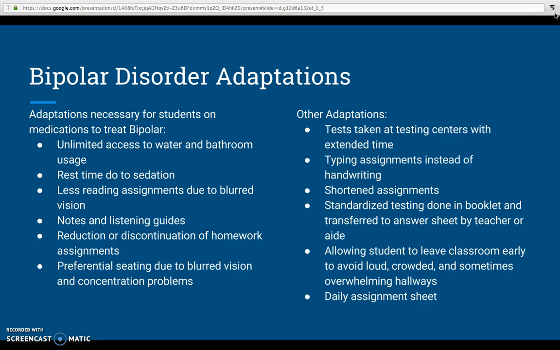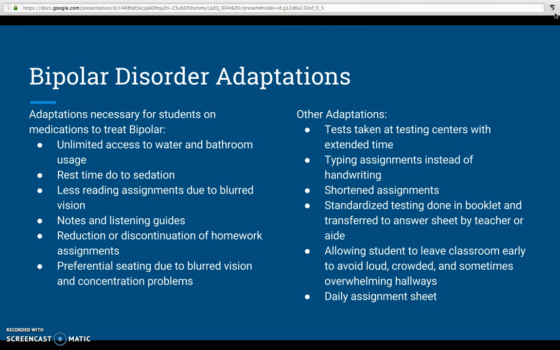First, for adaptations, you need to understand that these students will be on medications for the most part, and it can cause different side effects. Because of these side effects, you have to be able to adapt to them. One major side effect is blurred vision. Because of blurred vision, you may want to provide fewer reading assignments, provide notes and listening guides, a reduction in homework, better seating, and you also want to allow them to have access to water and bathroom usage.